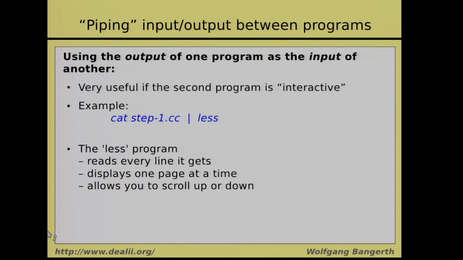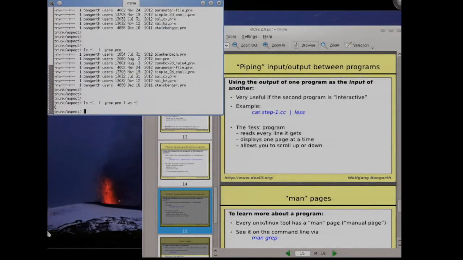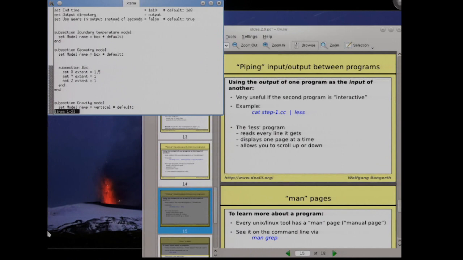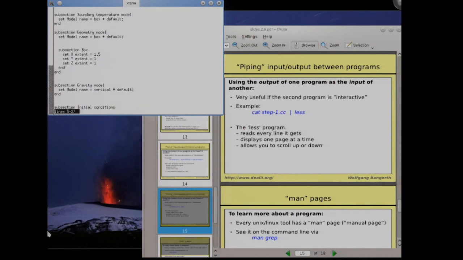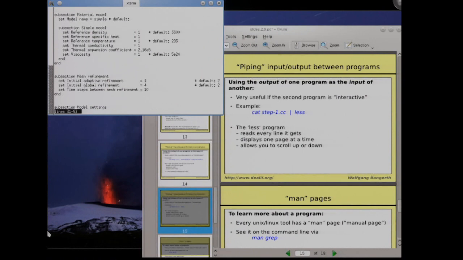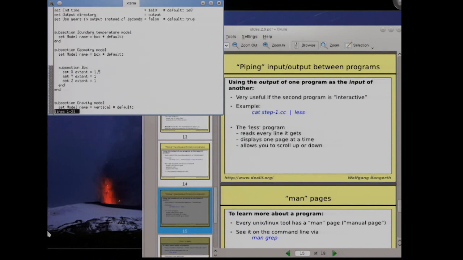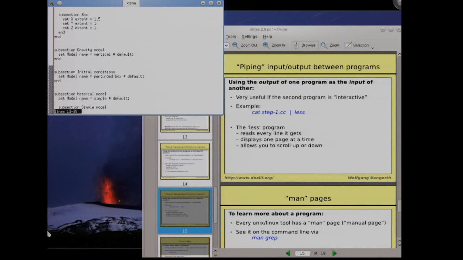Another thing that you can do is there's a program that is called less. Less reads every line and shows you one page at a time and allows you to scroll up and down. That too is something that I should show you. Let's say I look at the blankenbach.prm file, actually I want to write it like this, cat blankenbach less. Instead of printing the whole thing and running all the way through to the end, it shows me one page at a time. It allows me with the up and down keys to scroll up and down. That's something that we use very frequently if there's a lot of output, so that we can scroll up and down and search for things.